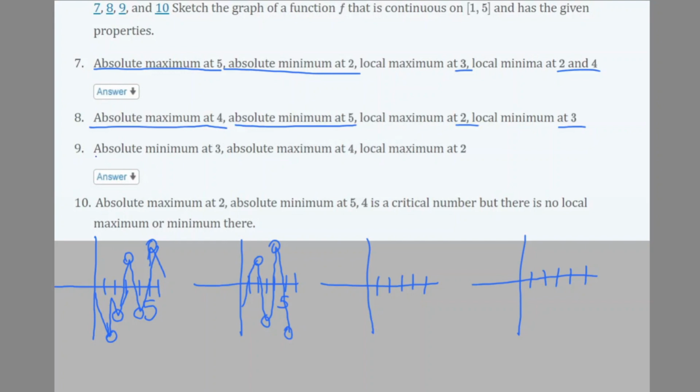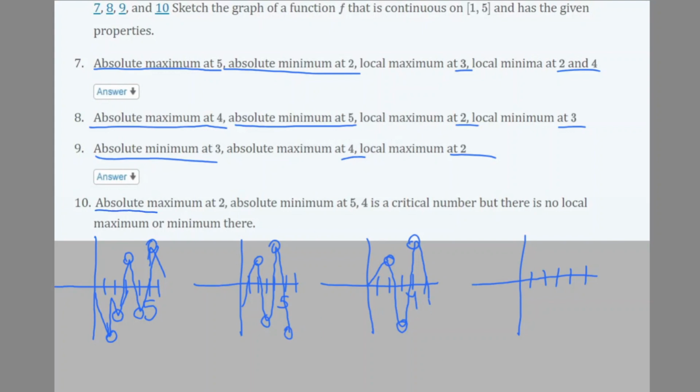Now, number 9 is asking for an absolute minimum at 3, a maximum at 4, and a local maximum at 2. So let's draw that out. So our x equals 4 is going to be right here. So our minimum is going to be down here. Maximum is going to be up here. And then our local maximum is going to be right here. So we could just draw that out in a simplistic way. So we have concave up and then a concave down, maximum, absolute minimum, and then a local maximum. And that would be your final graph for that.